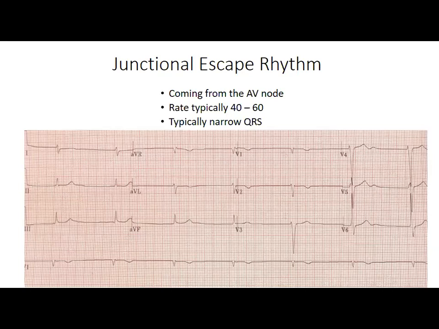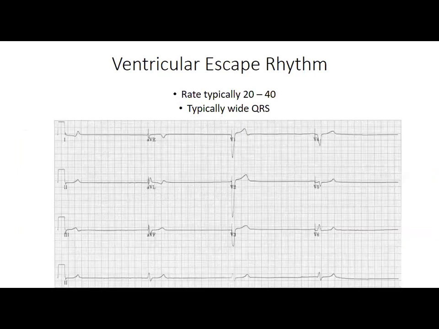Here we see no P wave activity whatsoever, but we see relatively narrow beats that imply that this is a junctional rhythm. No P waves, narrow QRS means it's a junctional rhythm, usually occurs at between 40 and 60.